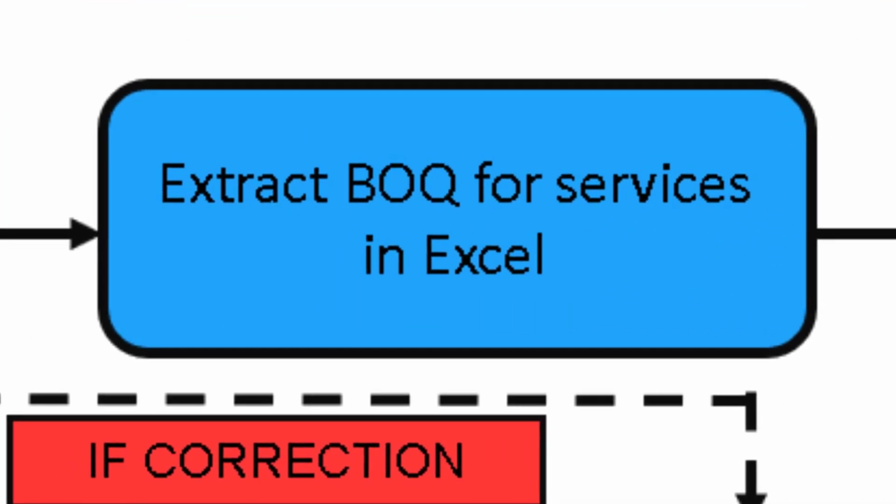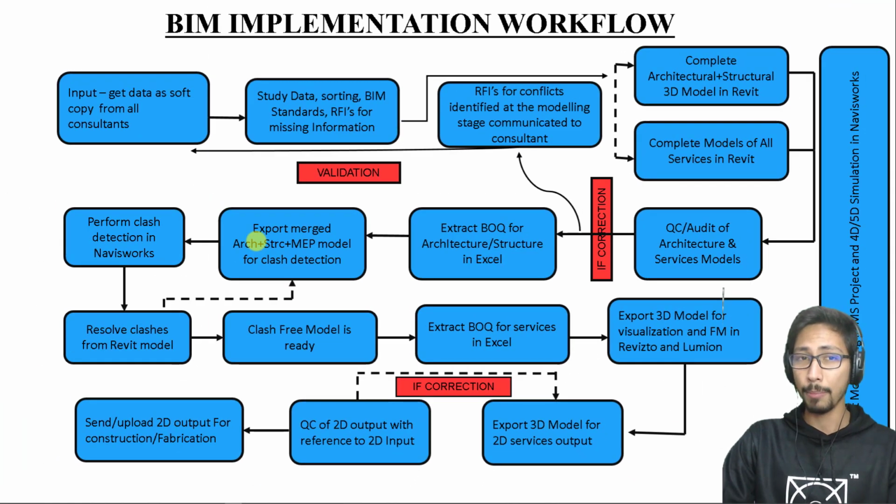Now when you have this clash free model, you can extract the BOQ for services inside Excel. So why are we extracting the BOQ for services after the clash detection? Basically, most of the clashes happen in the services part, in the MEPF part. Okay, in the architecture and structure, that is quite easily visible, so mostly in that part we don't have a lot of clashes, but in the MEP we obviously tend to face a lot of clashes. So that's why we extract the BOQ for the services at the very end.